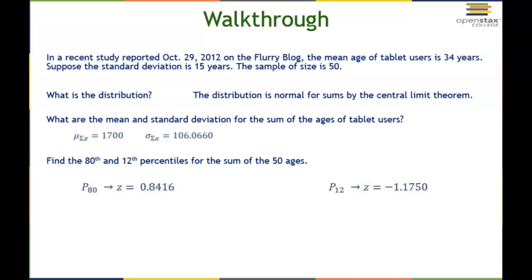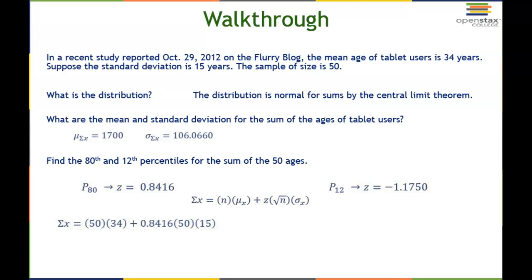Now I'm going to take both of those z-scores one at a time and translate them over to the sum of the x's using our formula: the sum of the x equals n times mu sub x plus z times the square root of n times sigma sub x. We have all these values. N is 50. Mu sub x is 34. Our first z value is 0.8416. Our square root of n should be a square root there, so square root of 50. And our sigma sub x is 15.